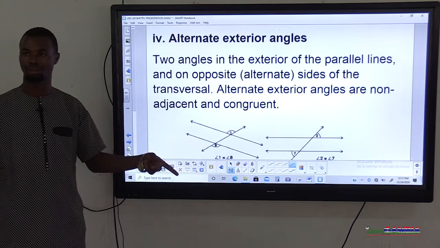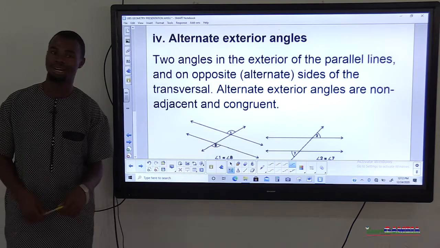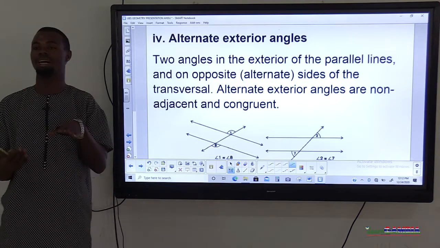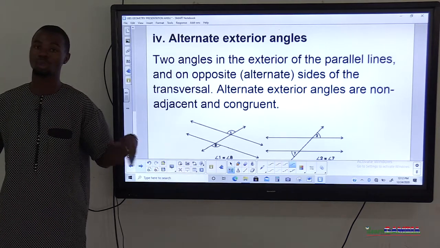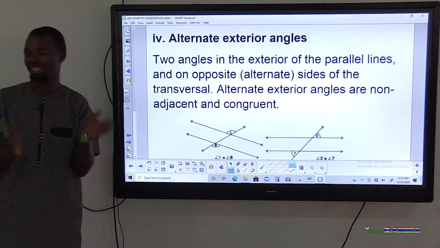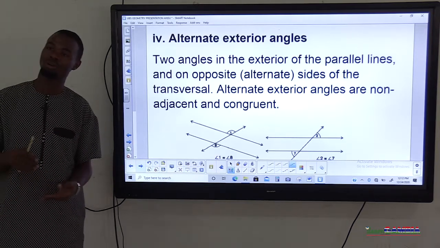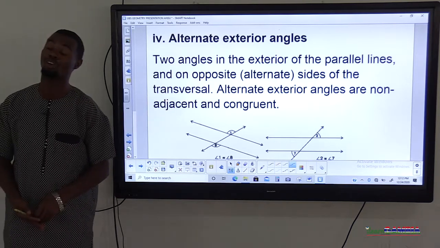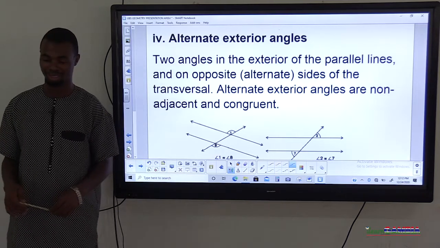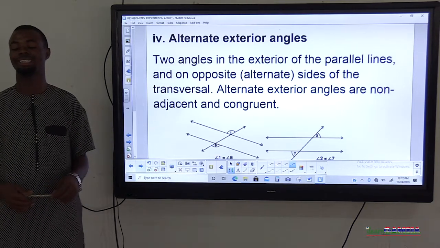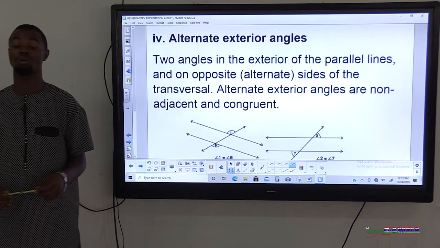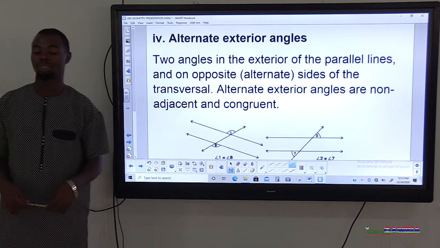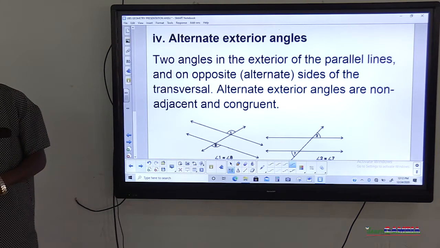Alternate exterior angles. Now, exterior angles are the angles outside the parallel lines. Alternate means on a different side of the transversal. So if the angles fall on different sides of the transversal and outside the parallel lines, they are called alternate exterior angles. Two angles in the exterior of the parallel lines and on opposite or alternate sides of the transversal are called alternate exterior angles.